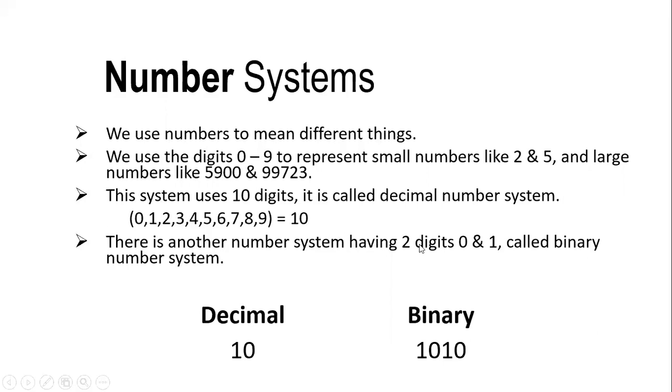There's another number system having 2 digits. That is called the binary system. The binary number system is a combination of ones and zeros, as I told you before. Decimal 10 is represented as binary 1010.